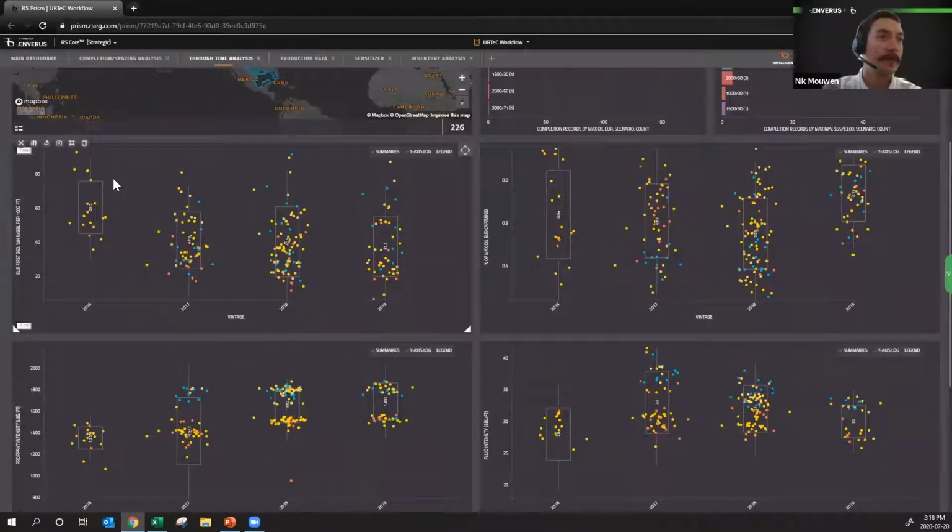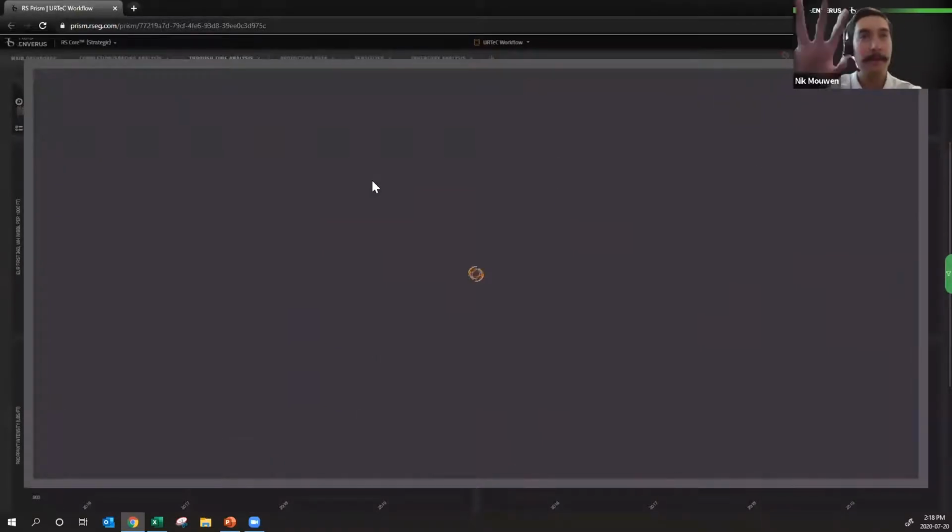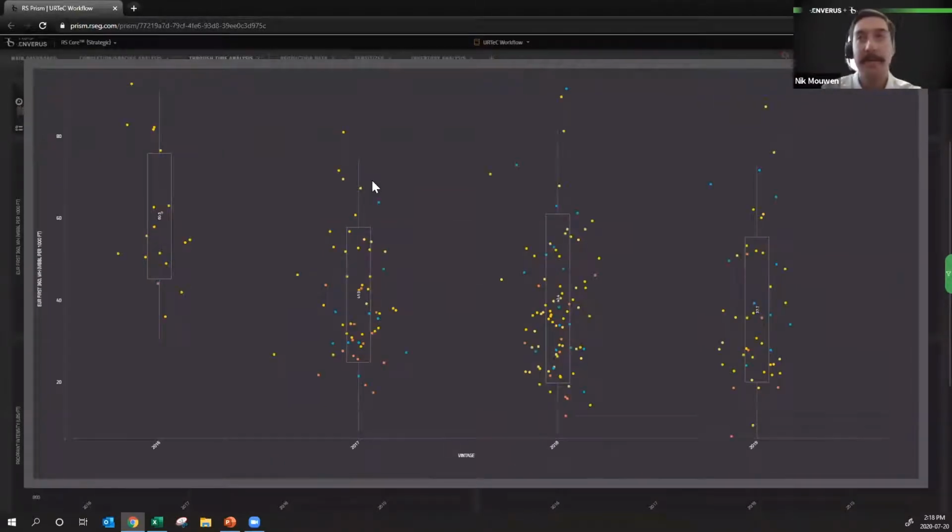All right, so let's get into some of these charts here. So let's make this full screen. Now, throughout going through this through time analysis tab, again, we're keeping all these charts consistently colored, looking at RS interval as the points are colored by. And then what we're looking at here is lateral normalized oil EUR per 1,000 feet. So we're just looking at their performance through time, 2016 to 2019.